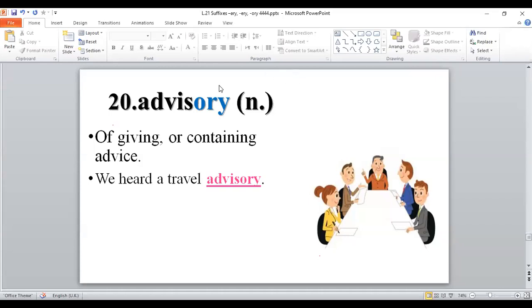So here advisory means something that contains advice. Something like when I say my mother gave me advisory tips. It means tips, or some kind of words in order to advise me, that contain advice. So this is the meaning of advisory.